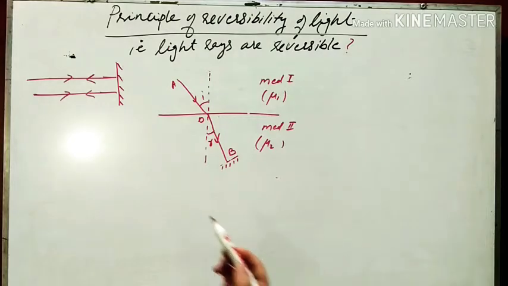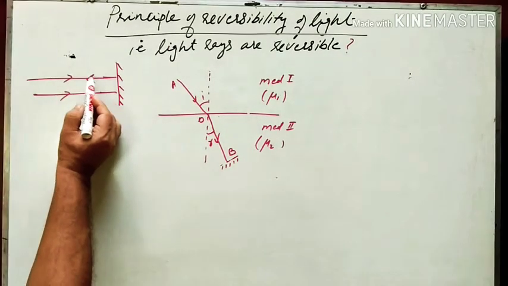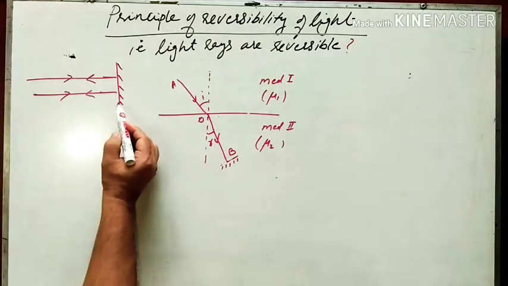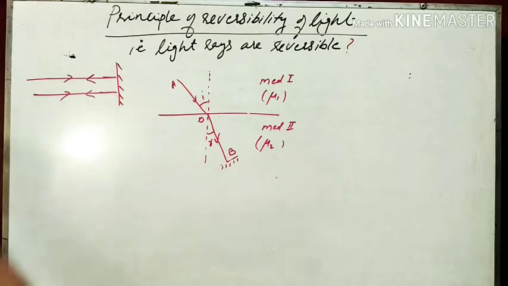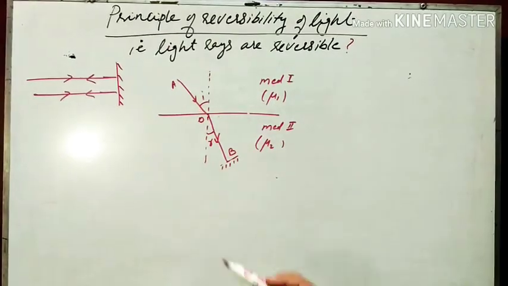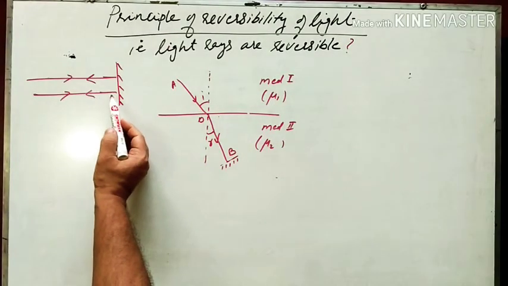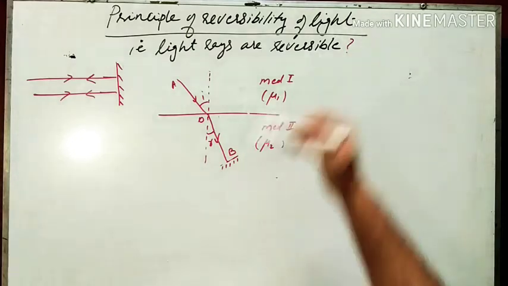Or I can say that light rays are reversed back along the same straight line path with the help of the mirror, which is reflecting the light rays back along the same straight line path. So this is what is meant by light rays are reversible. With the help of a mirror, we can retrace the path of light along the same path. Alright, so light rays are reversible. This is called the principle of reversibility of light.